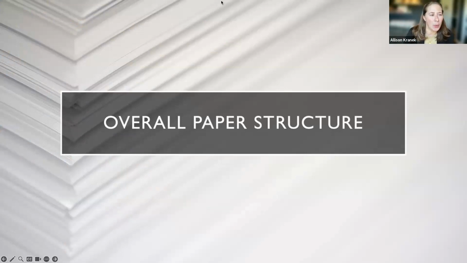So what do we know so far, if at all, about the overall structure of an APA paper? If you've written something in APA, what kind of structure did that typically follow? What kind of headings might you have used in your paper? So, just general familiarity with overall paper structure with APA.